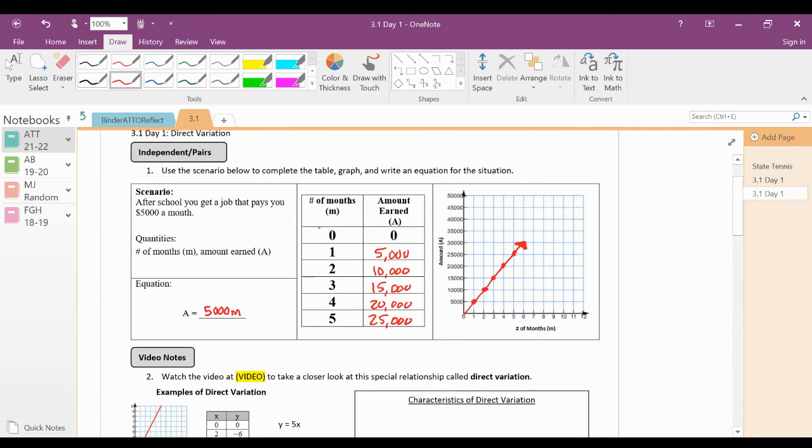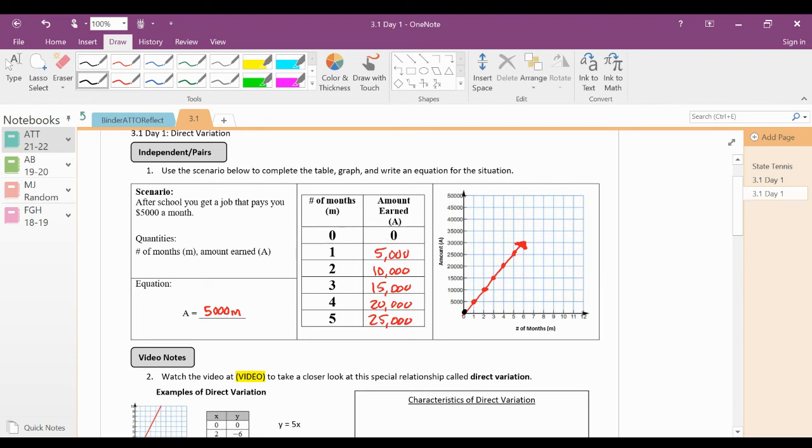Real quick, just check your answers to number one here. It should have been a pretty simple problem of just increasing by 5,000 each month. You can see the graph is linear. It has a y-intercept at 0, noting that if you worked for 0 months, you would earn $0.